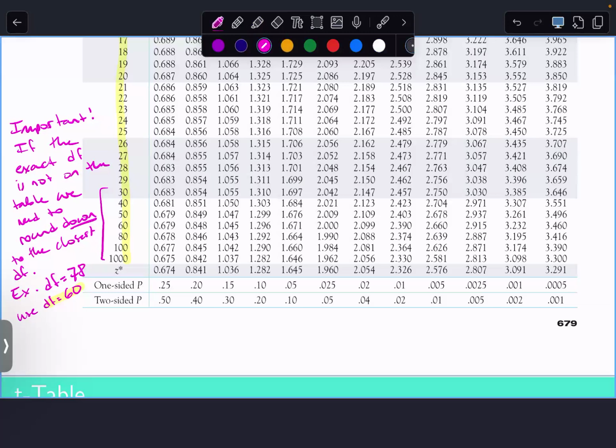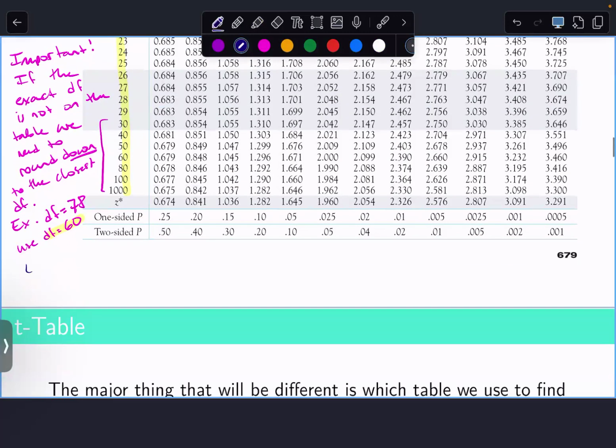Even if degrees of freedom is 900, you're choosing between 100 and 1,000. Well, you're not quite at 1,000. So then you have to use 100. Use degrees of freedom equal to 100 in the table. If you're using software, of course, you can use the exact degrees of freedom. That's cool. But if you're using the table, you have to round down.